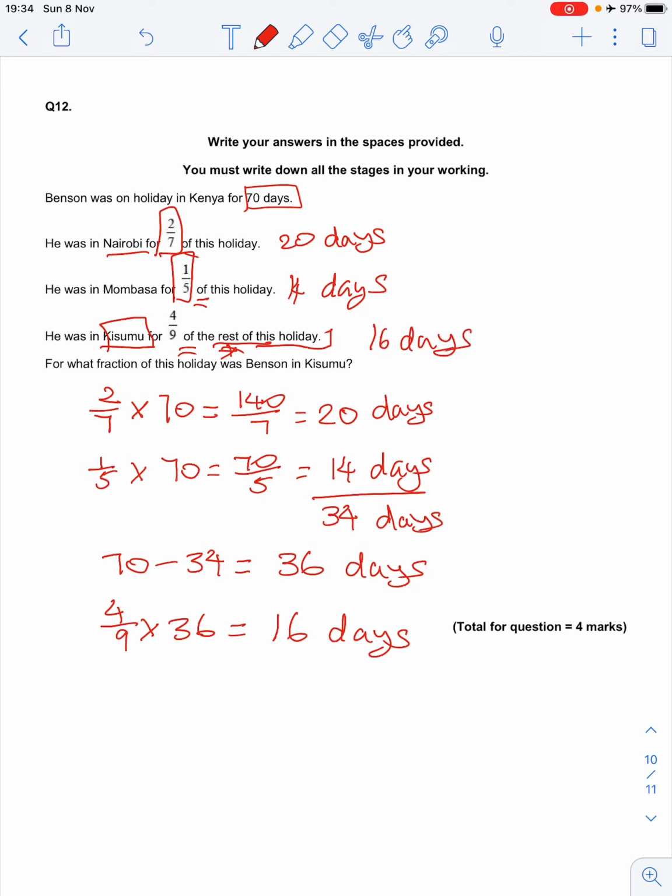So a lot of you missed a mark because the question asks you to give what fraction of this holiday was spent in Kisumu. So the total number of holiday days is 70, and he was here for 16 days. So you get a mark for writing 16 over 70, and this is also the same as 8 over 35.